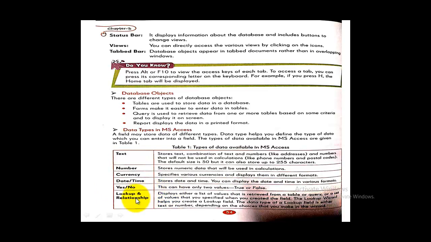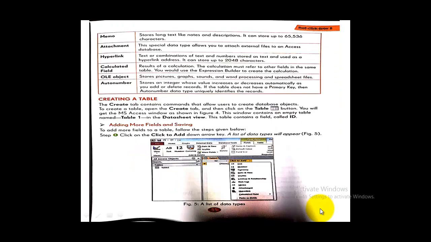Then lookup and relationship displays either a list of values that is retrieved from a table or query, or a set of values. It helps you to create lookup fields. The data type of a lookup field is either text or number, depending on the choices that you make in the wizard. Then the memo stores long text like notes and descriptions.